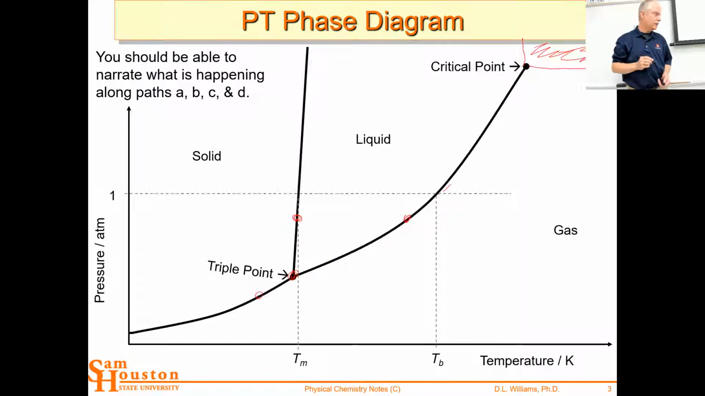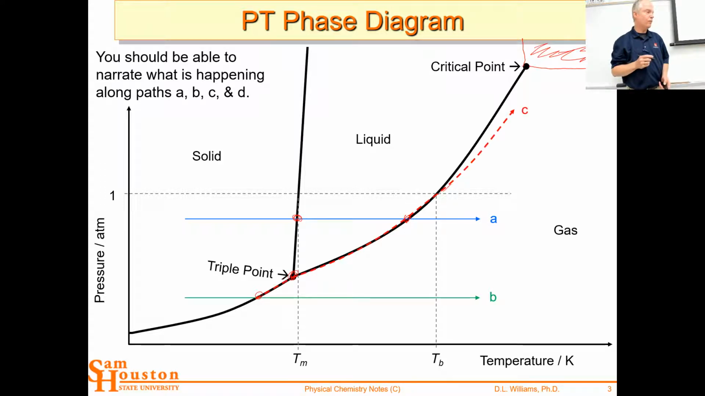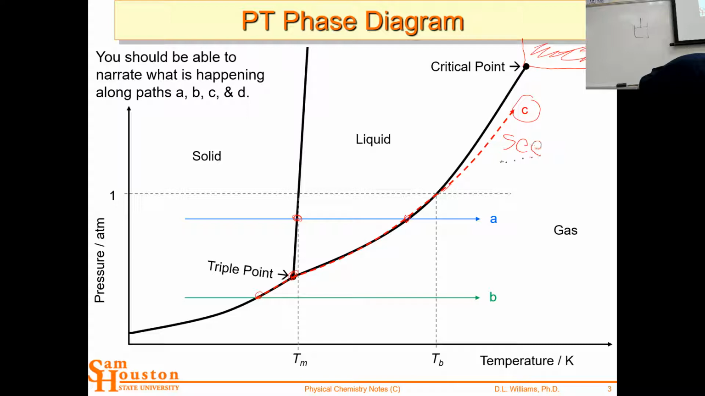So let me go back and look at C. See, we have C there. So I've drawn this line C on this diagram right there. Okay. And so I'll put on here for this one the CPV diagram. And we can stop there.